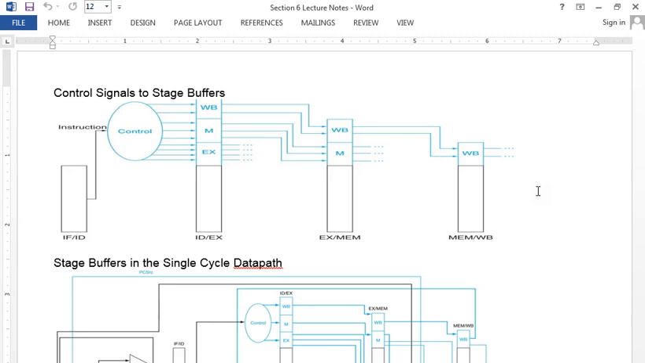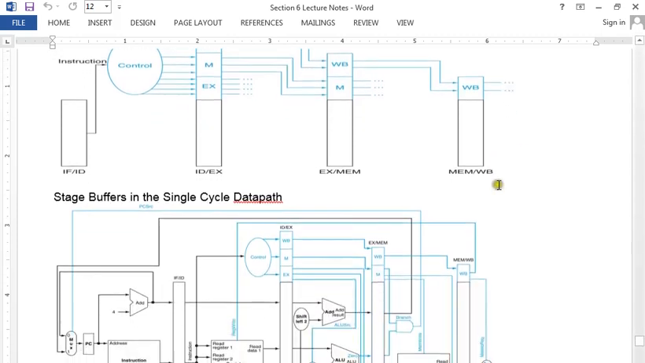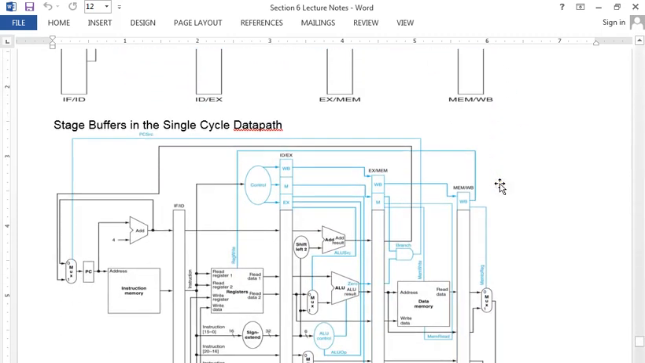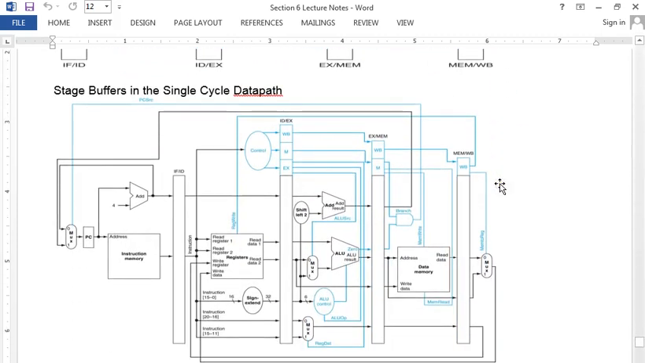Here at this buffer here, the execution memory buffer, we're going to have mem read and mem write. And also you're going to have jump here. And then the last stage, we have reg write and mem to reg. And so this is what the stage buffers in the single cycle data path kind of look like. Kind of high level view.